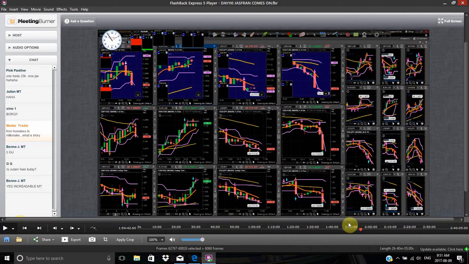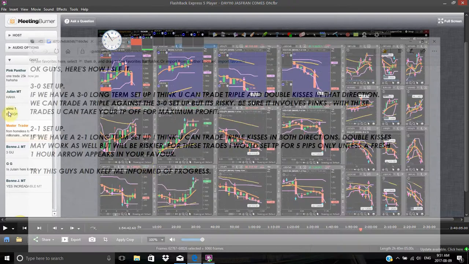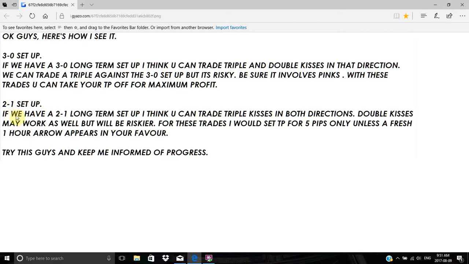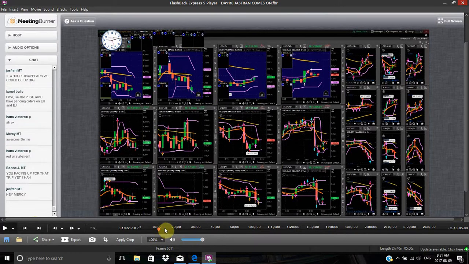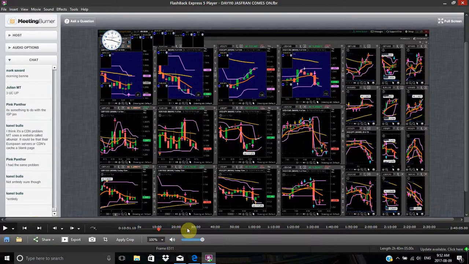Sorry, but let me go back to this. We're looking at this 2-1 setup. If we have a 2-0 long setup, we can trade double or triple kisses. Let's have a look. One down, two down. We're looking for kisses from the top BB bands. So, it's very simple.